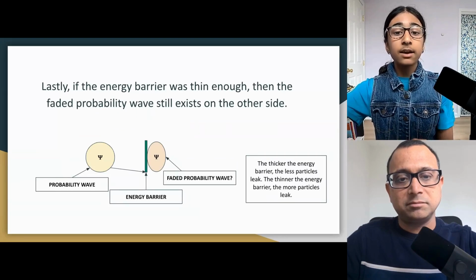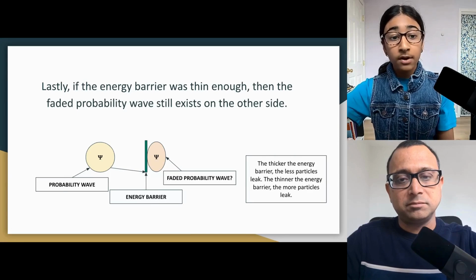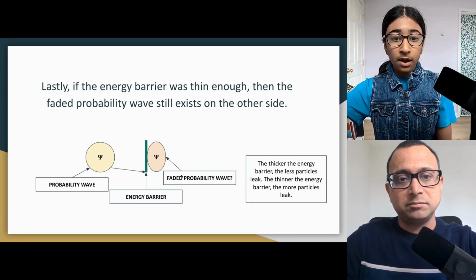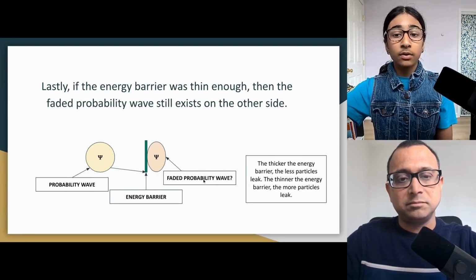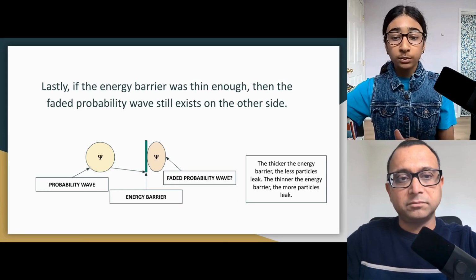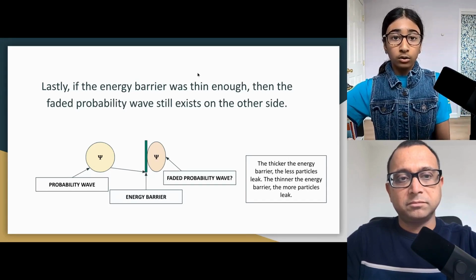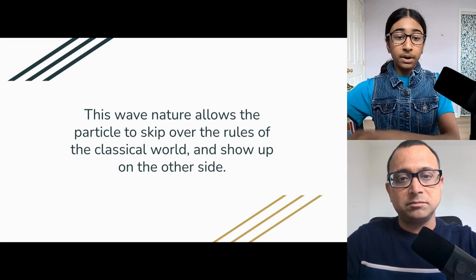And lastly, only if the energy barrier was thin enough, then the faded probability wave over here still exists on the other side. So this may or may not exist on the other side still. The thicker the energy barrier, the fewer particles leak. The thinner the energy barrier, the more particles leak, because it's allowing more particles to leak through the barrier.